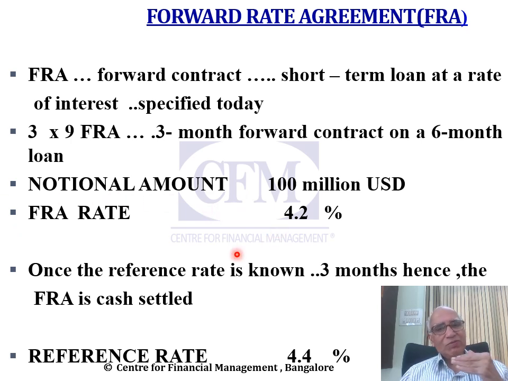After 3 months, the reference rate would be known and the FRA is cash settled. Suppose the reference rate after 3 months turns out to be 4.4%. In this case, the buyer of the FRA will benefit because the buyer has contracted to take a loan at a rate of 4.2%, but the reference rate turns out to be 4.4%. So the buyer will get the difference.